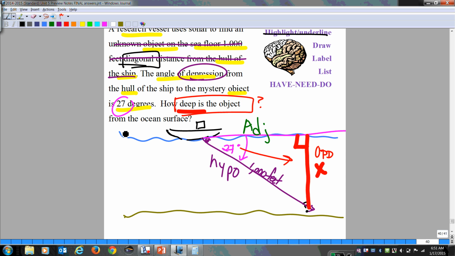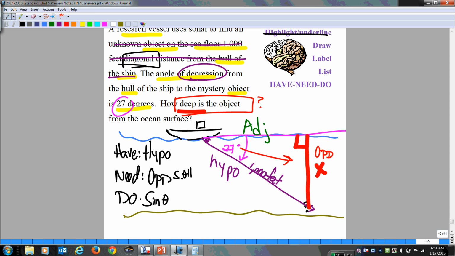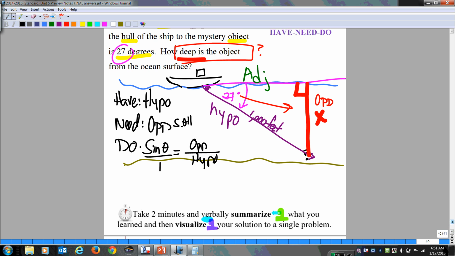So now we're going to do have, need, do. We have the hypo. We need the opposite. So we're going to do, we have an OH combo. You should have written sine. Now we do circle plug chunk. So we have sine of theta, 27 degrees, over 1 equals opposite, which is our X, over hypo, which is 1,000.